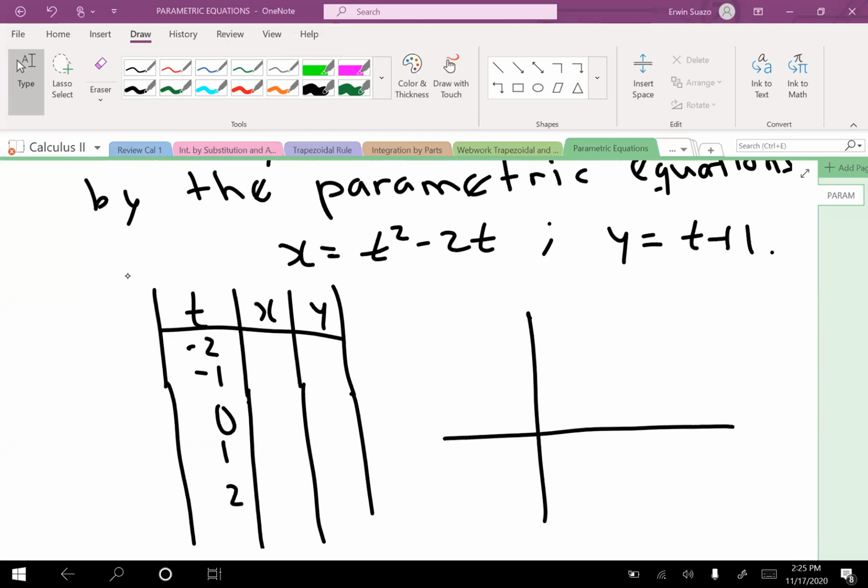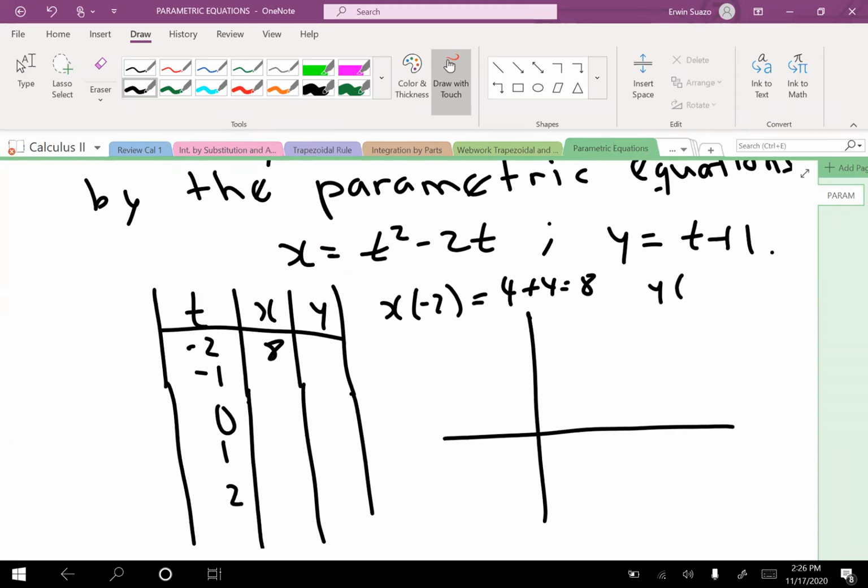Okay, so let's find the values. The first one is -2, and you need to plug in over here. Let me do the first one here. x of -2: I do -2 squared, which is 4. -2 times -2 is +4, right? So I get 8. Yes or no? That's what you guys were doing?